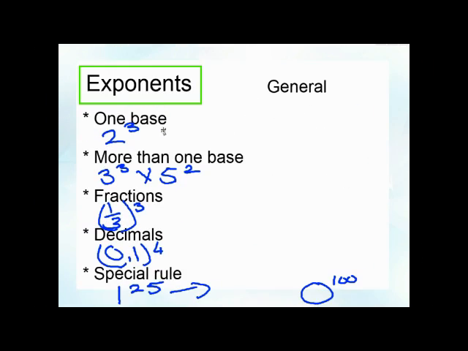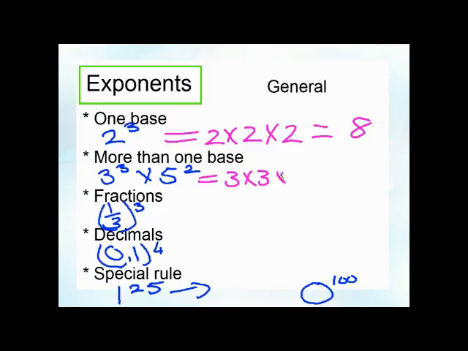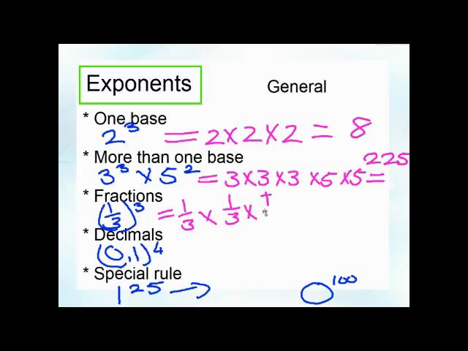Okay, so let's do these examples. With one base, we get 2 times 2 times 2, and that is equal to 8. With more than one base, that is 3 times 3 times 3 times 5 times 5. So that is 27 times 25, and that is 225.